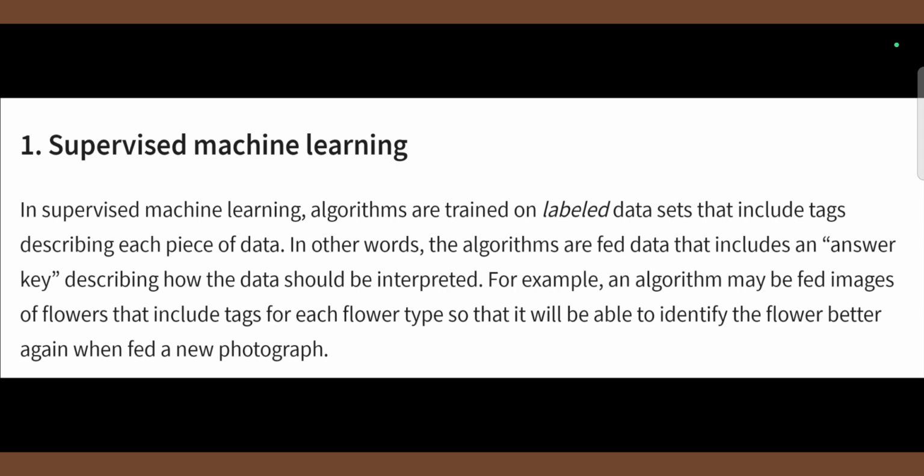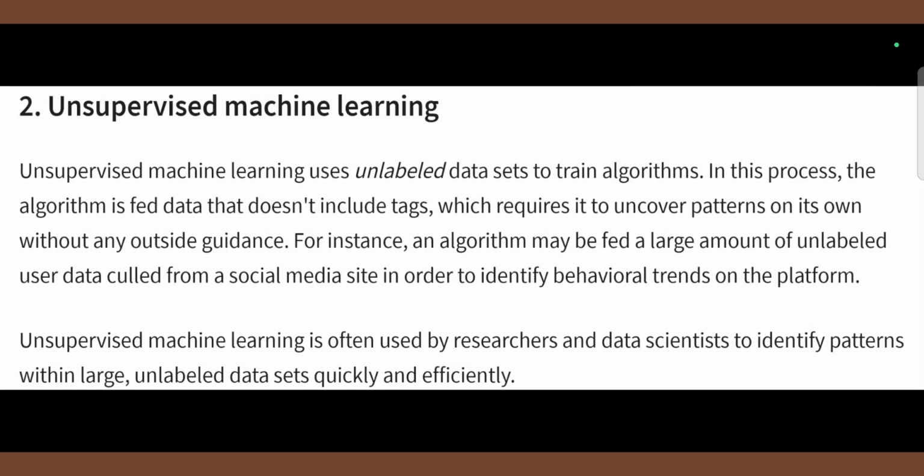Now, second, unsupervised machine learning. Unsupervised machine learning uses unlabeled datasets to train algorithms. In this process, the algorithm is fed data that does not include text, which requires it to uncover patterns on its own without any outside guidance.